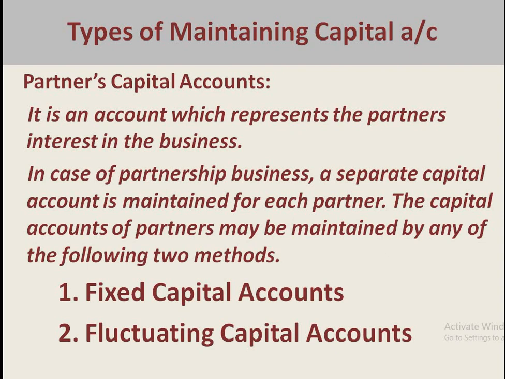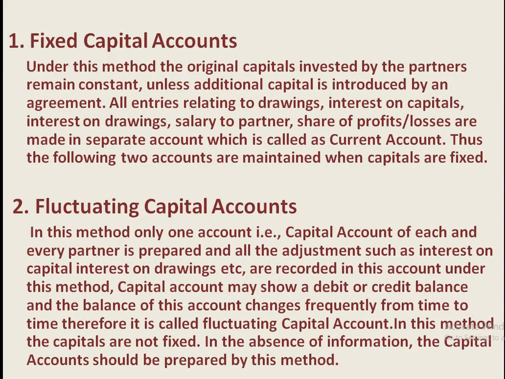Now what is fixed capital account and fluctuating capital account method? Let me check. Fixed capital accounts. Under this method, the original capital invested by the partners remains constant. By mean, in the beginning of the year, suppose partner A's capital account shows capital of 2 lakh, then at the end of year also it shows 2 lakh. Sometimes it changes if partner brings any new additional capital. Now, why does it remain the same and constant?